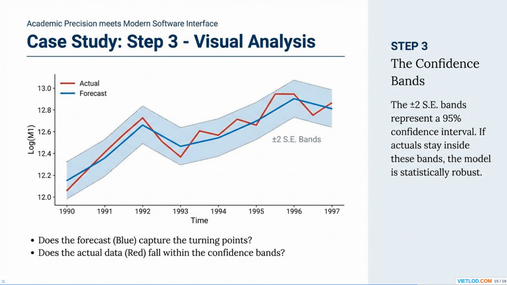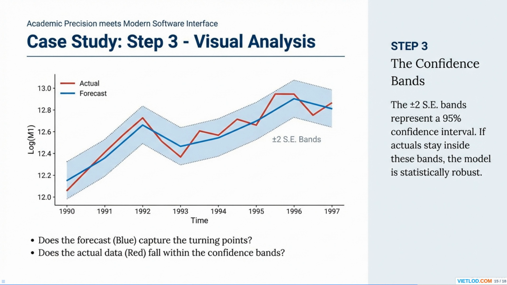Our goal here is to validate the model. We generated a dynamic forecast for a period after our estimation sample, but for which we have known data. The first and most intuitive check is the eye test, comparing the blue forecast line against the red actual data. We observe that our forecast successfully captures the general trend and turning points of the actual series.